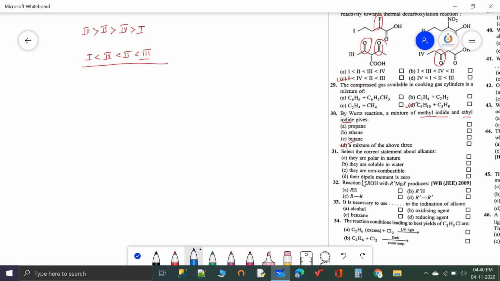Oxidation reaction we discussed yesterday. Their dipole moment is 0. It is true, because they are non-polar, so their dipole moment value is 0.